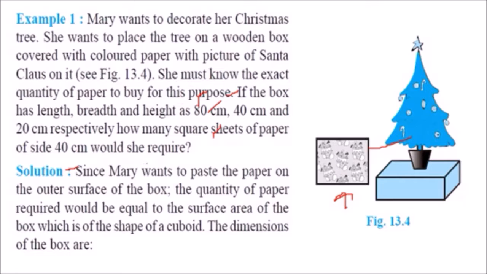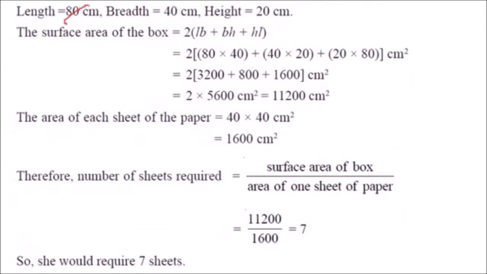Okay, so first of all, since Mary wants to place the paper on the outer surface, we need to go for the surface area. In the question, we want the surface area of the cuboid, and the dimensions are given: 80 is the length, 40 the breadth, and 20 the height. So you can just put in the surface area of the box, 2(LB plus BH plus HL). Put the values, you get 11200. This is centimeter square.